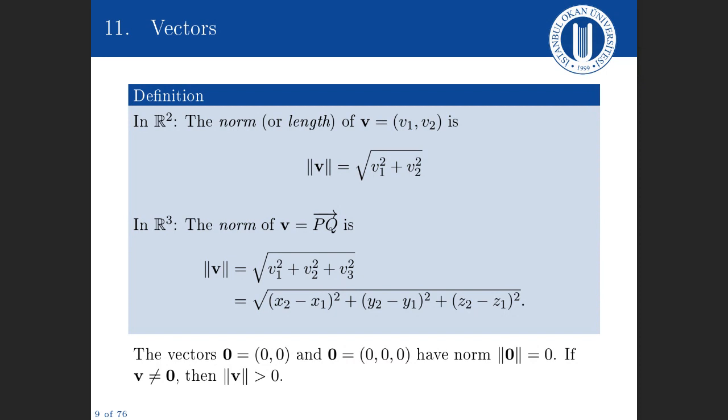Now, just to be careful here, there are 2 different zeros here. Bold 0 is a vector. This is the zero vector. But this ordinary 0 just here is the number 0.